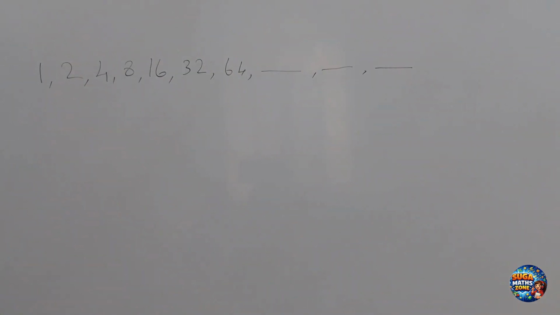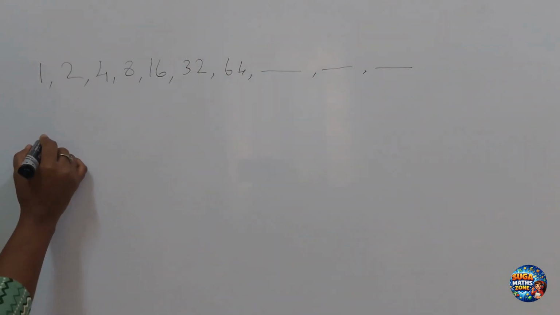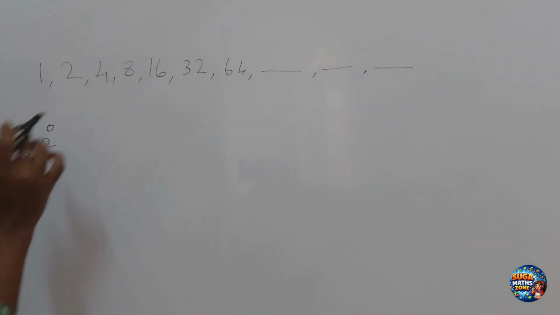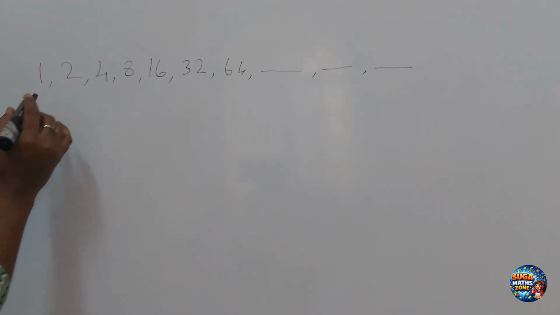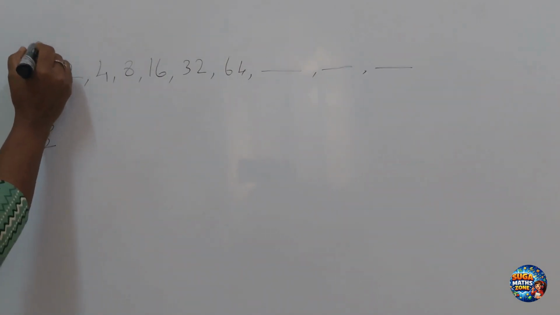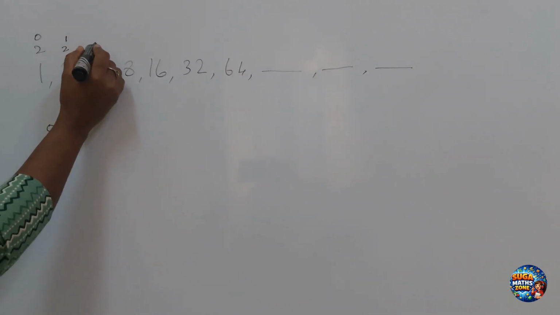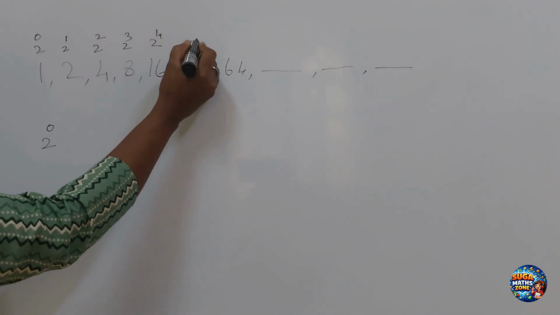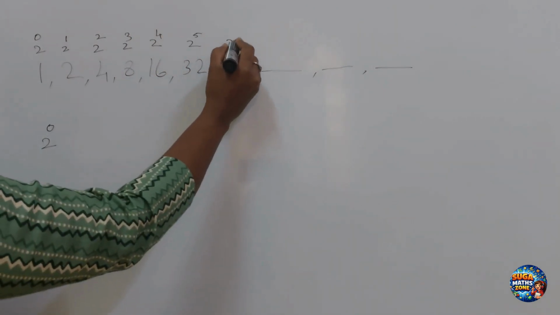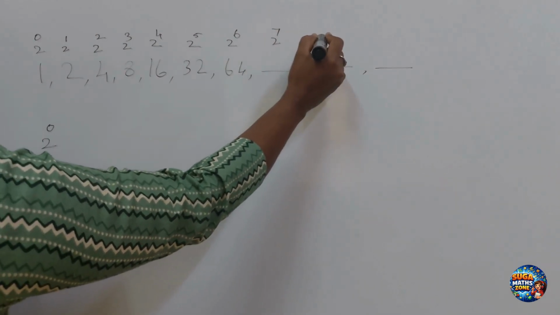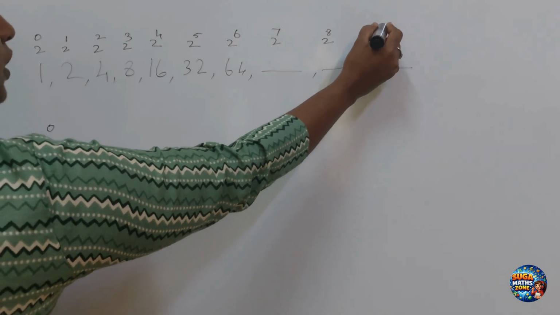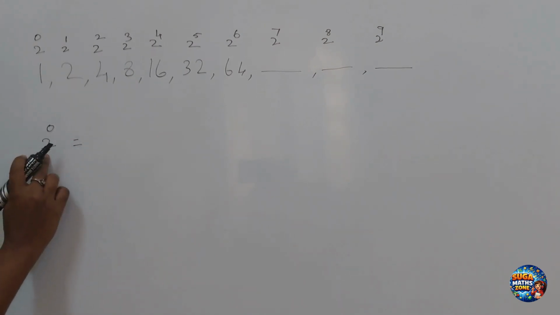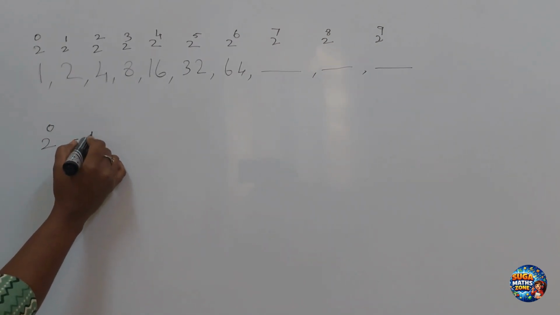Next one is power of 2. Power of 2 means the base is 2, and the power is increased. So the power is 0, 1, 2, 3, 4, like that it will be increased. So here 1 is 2 power 0, this is 2 power 1, 2 power 2, 2 power 3, 2 power 4, 2 power 5, 2 power 6. We have to find 2 power 7, 2 power 8 and 2 power 9. Here 2 power 0 means any number to the power 0 is 1.